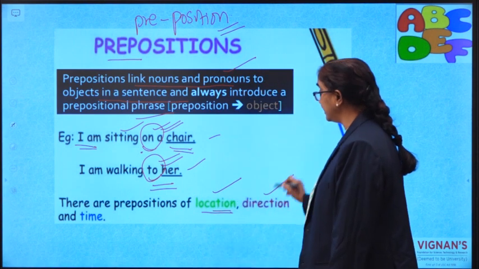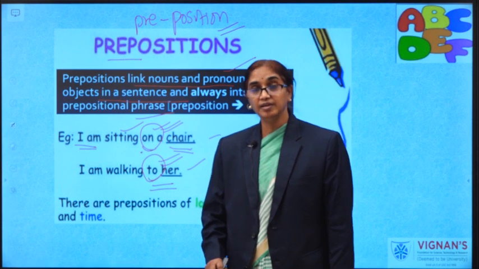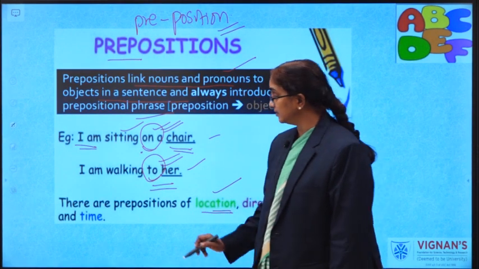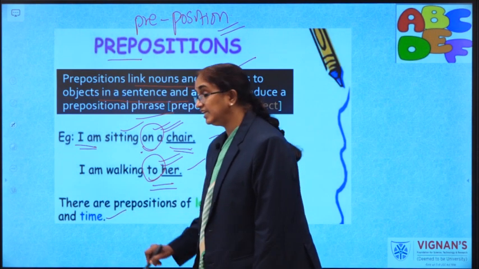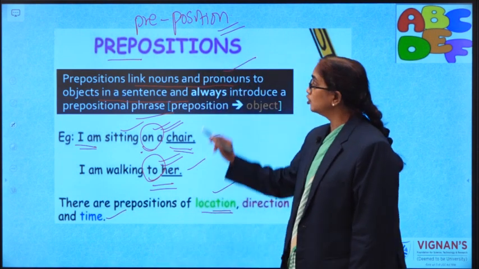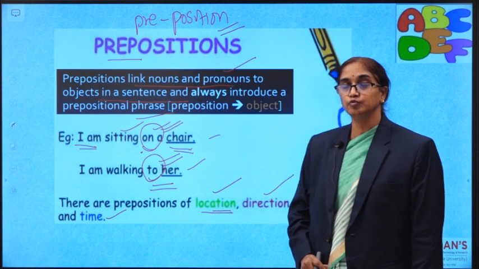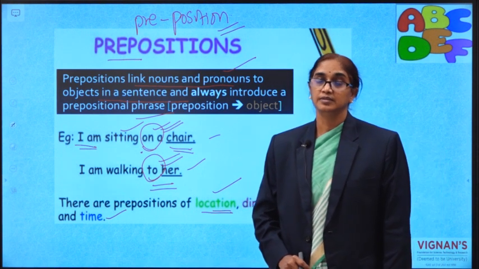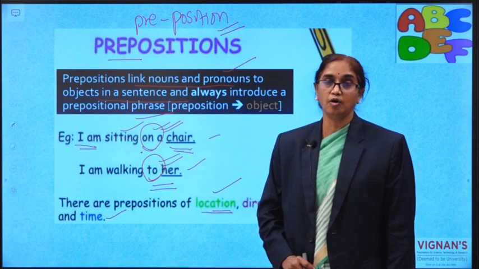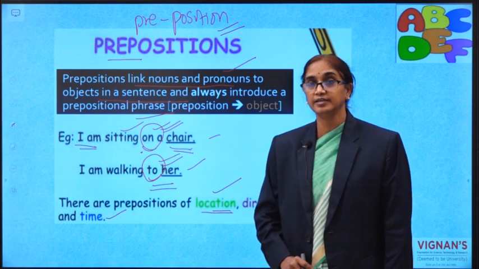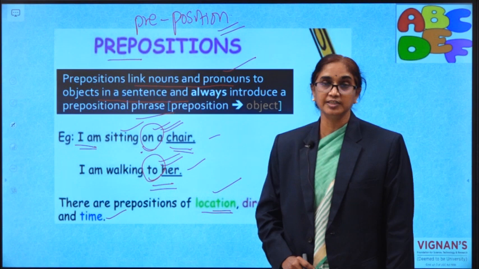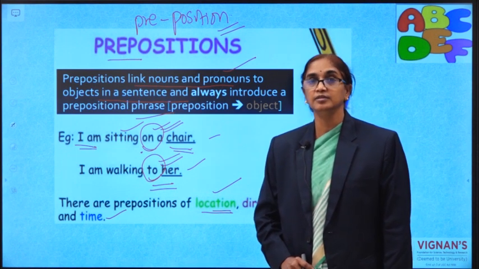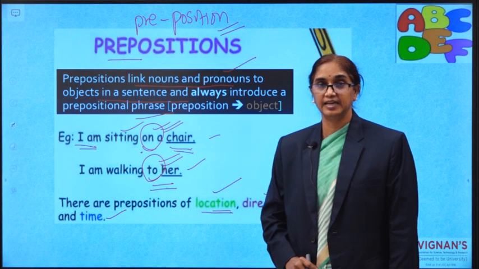These indicate the direction. And I will meet you in a while. I will meet you at 6:30. At indicates, in indicates time. So, prepositions are those words which indicate to you either the position of the noun or pronoun in relation to the object. It indicates the position or the location, or it indicates the time of an action, or it indicates the direction or the movement.